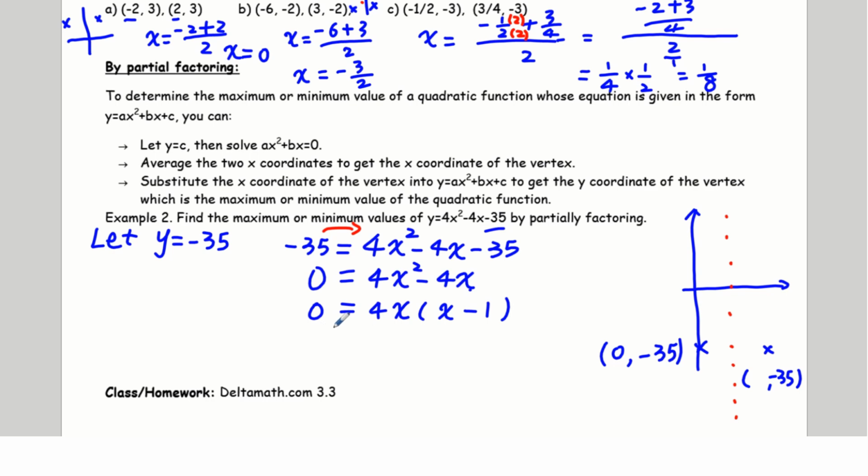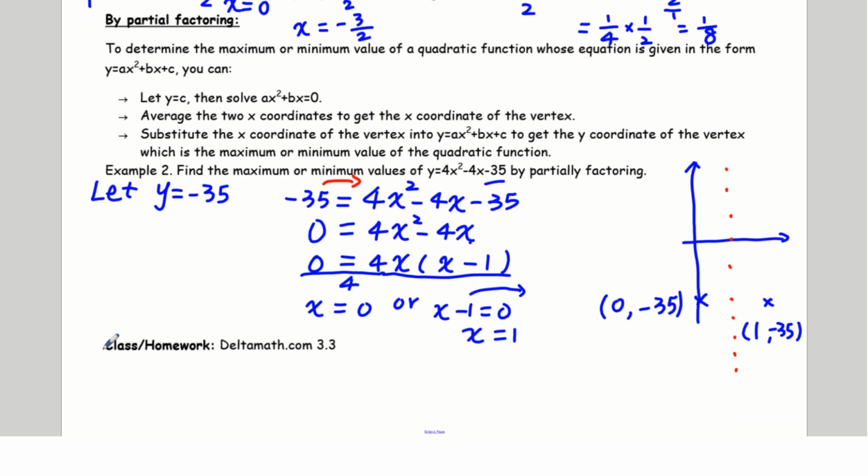Then we find the zeros. So we divide 4 to both sides. The 4 is gone. You will have x minus 1 left as factors. Each factor could be 0. Then you are able to solve for x. This one is positive 1. Then the middle of these two, so this is 1, negative 35. The middle of these two will be, add these two together, divided by 2. Then you have x equals 0.5.